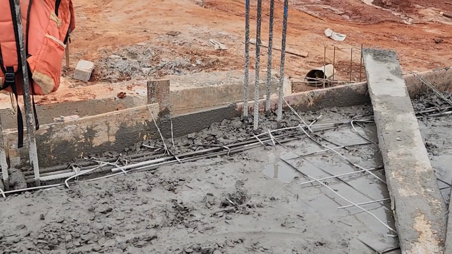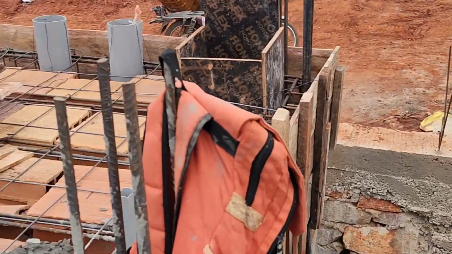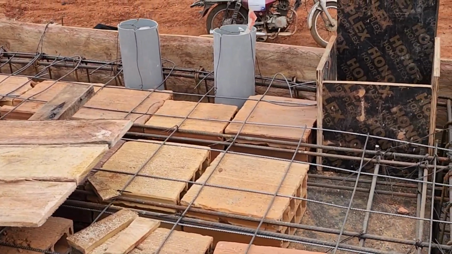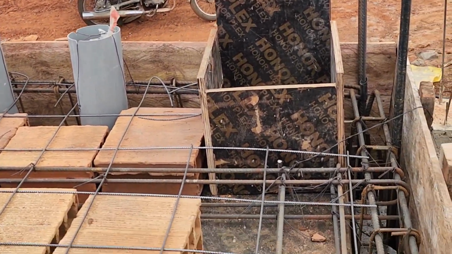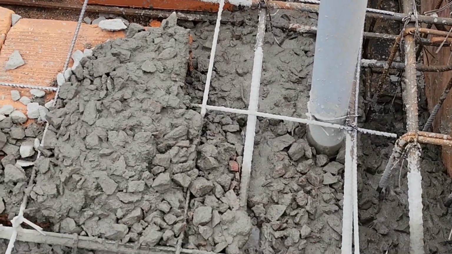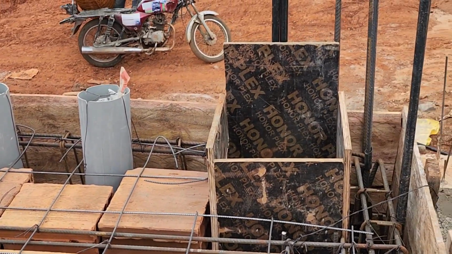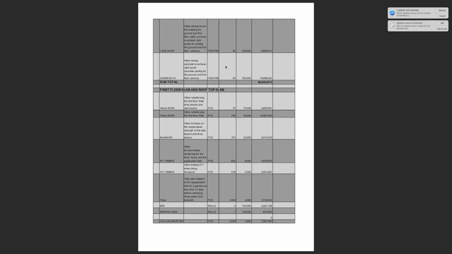Still under our superstructure, we bought 8mm bars. These 8mm bars were for making stirrups both for the drop beams and the slab beams. We bought 101 pieces. Each piece costed 22,000 shillings, and that costed us 2,213,300 shillings.